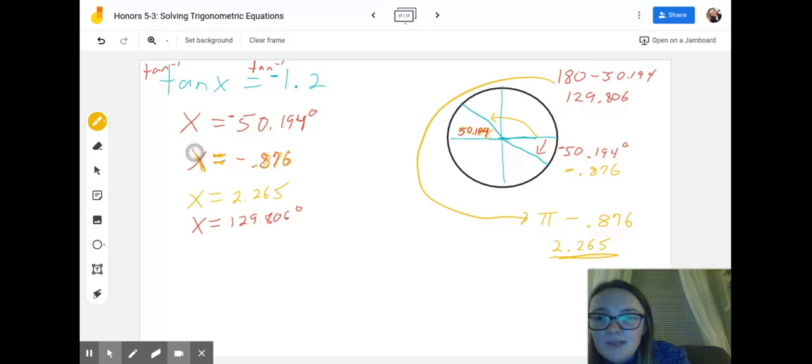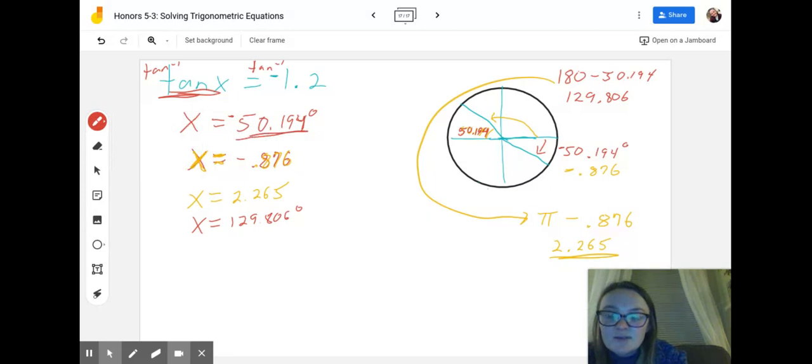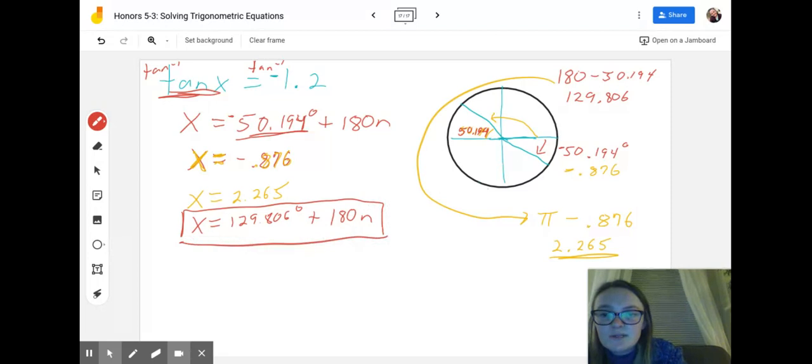Now, I want to have this answer be generic. I want to have it on a generic open interval. In order to write these answers generically, all I'm going to do is add the period of the base function times n. So in the case of something in degrees, the period of tangent is pi, and pi in degrees is 180, times n. Same thing here: plus 180n. So that is my answer if I answered in degrees.